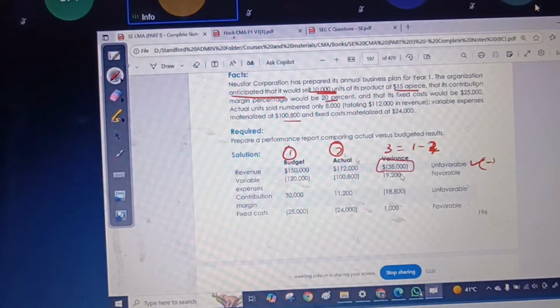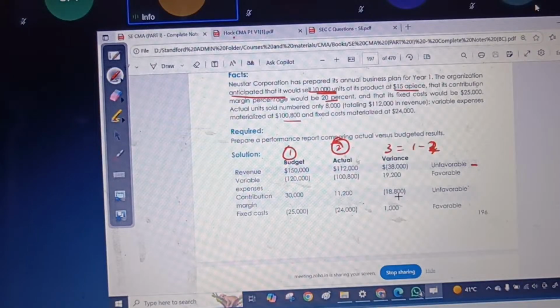Negative, for revenue. We are talking about revenue, not expense. For revenue, the actual result is less than the budgeted amount. We anticipated 150 to be revenue, but we incurred lesser revenue in actual. That is why we are getting an unfavorable variance for the revenue, which is a negative amount.